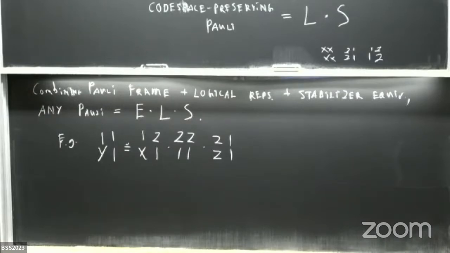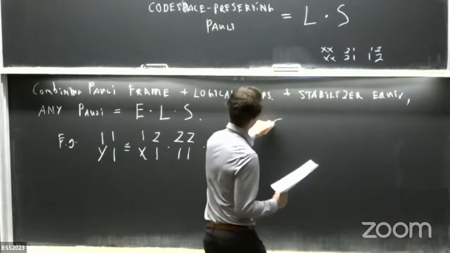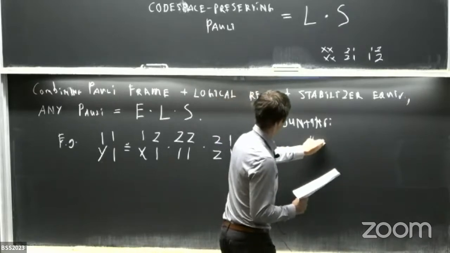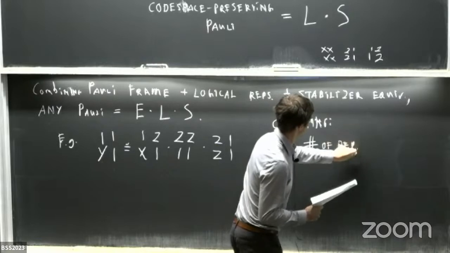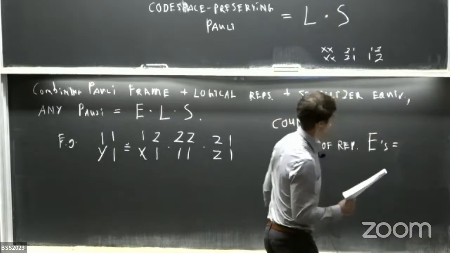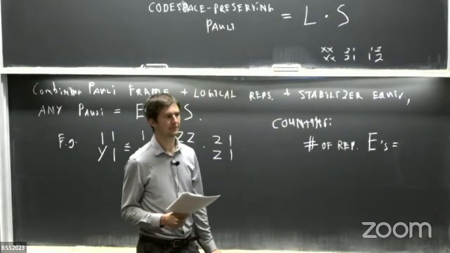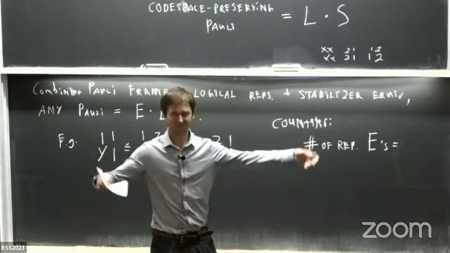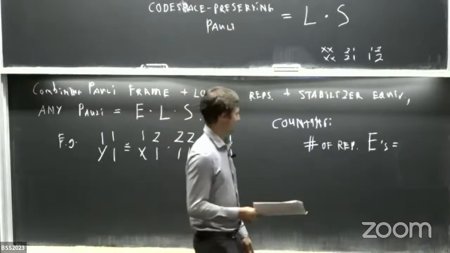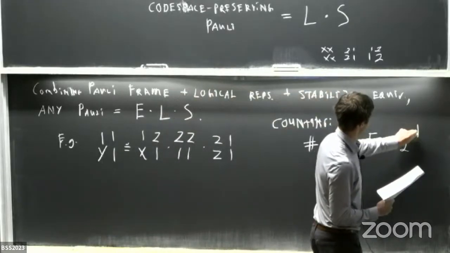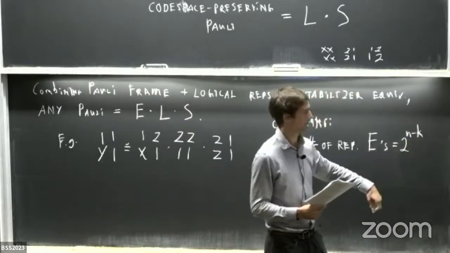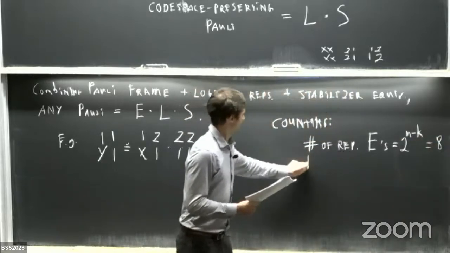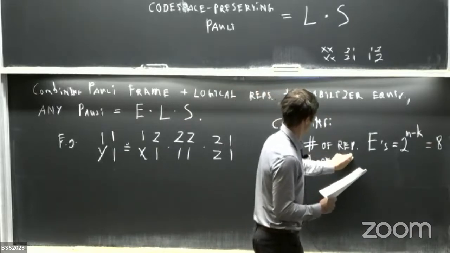Okay, and let's count all the different components here. The number of representative E's is how many? It's related to the question about the number of error spaces. In general, 2 to the n minus k, because n minus k is the number of stabilizer generators. And for us, that's otherwise known as 8, because we have 4 minus 1 here. The number of representative L's.